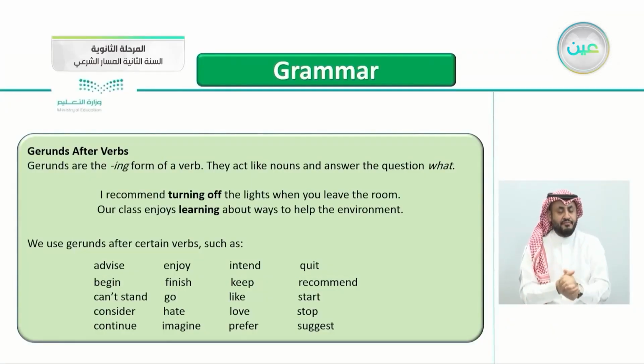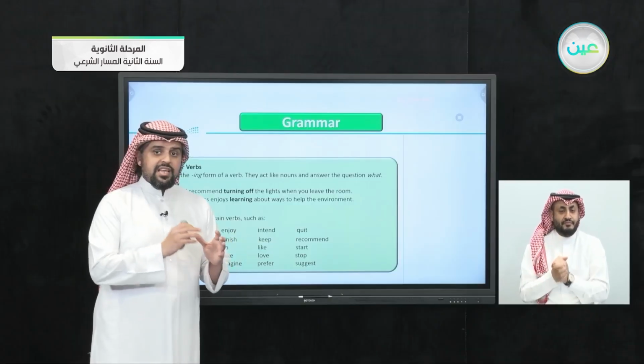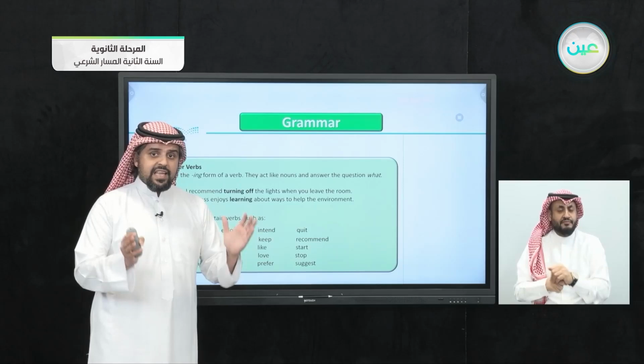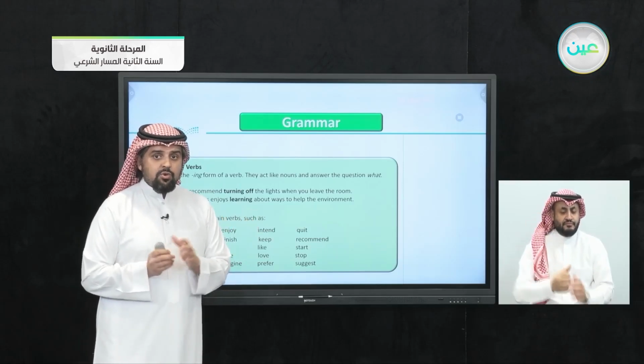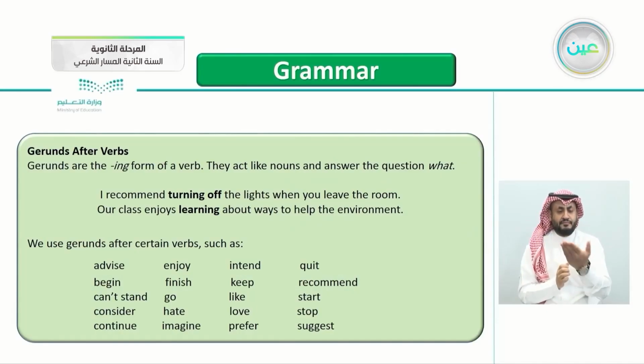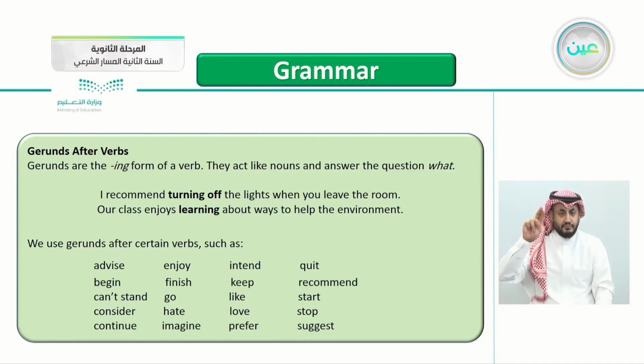So gerunds after verbs. Gerunds are the ing form of a verb. They act like nouns and answer the question what. Again, gerunds are the form of the verb that ends with an ing that acts as a noun. And it also answers the question what. Let's see some examples here. I recommend turning off the lights when you leave the room. So this answers the question what do you recommend? You say I recommend turning off the lights.